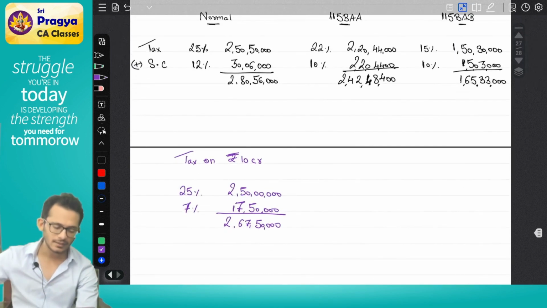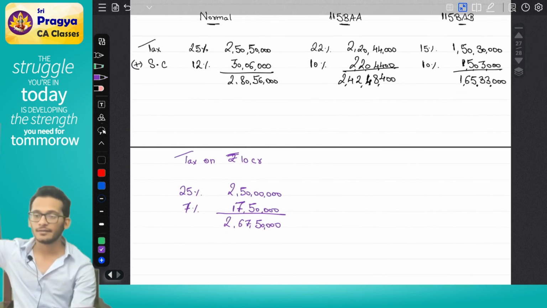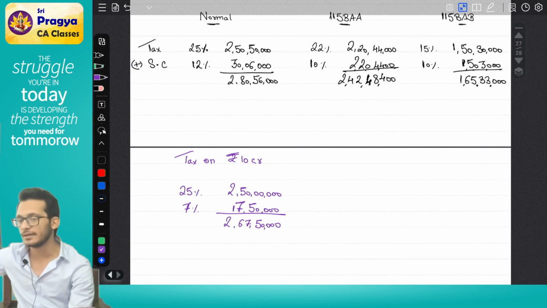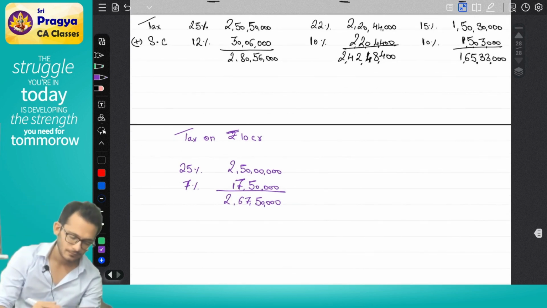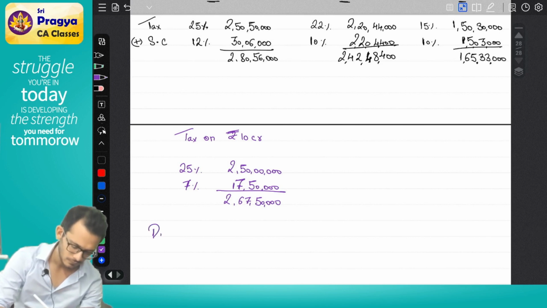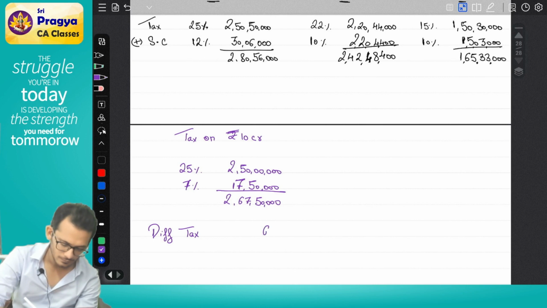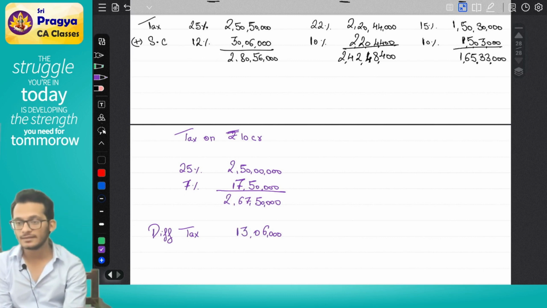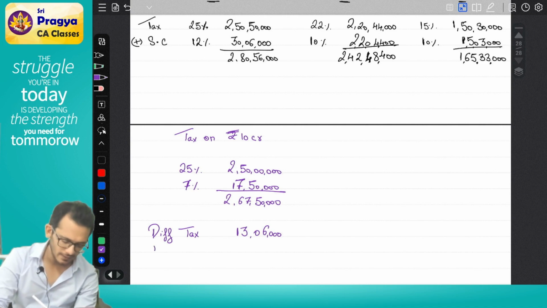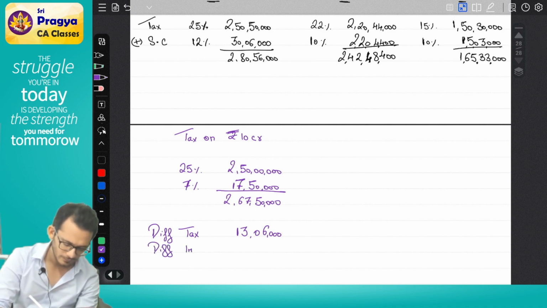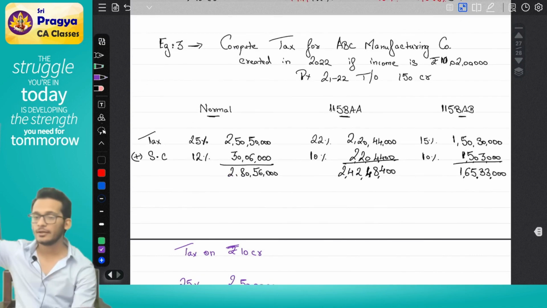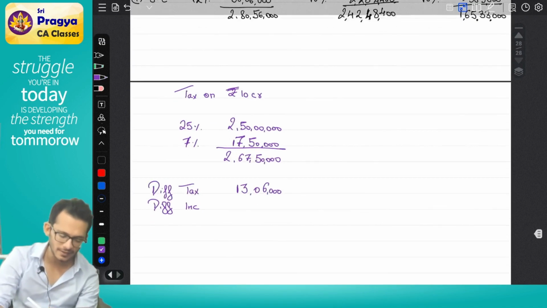Now check. I have my tax including surcharge under 10 crore 2 lakhs, and I have a tax including surcharge under 10 crores. What is my difference in tax? It is 13 lakh 6,000. My difference in income is, how much was my original income? 10 crore 2 lakhs. How much is my new income? 10 crores. My difference in income is 2 lakhs.